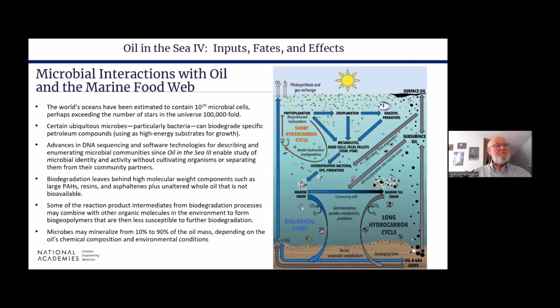There are certain ubiquitous microbes, particularly bacteria, that can degrade specific petroleum compounds, using them as high energy substrates for growth. I've already touched upon the advances of DNA sequencing with accompanying software technologies. Biodegradation leaves behind some of the high molecular weight components, such as large polycyclic aromatic hydrocarbons, resins, and asphaltenes, plus unaltered whole oil that is not bioavailable.